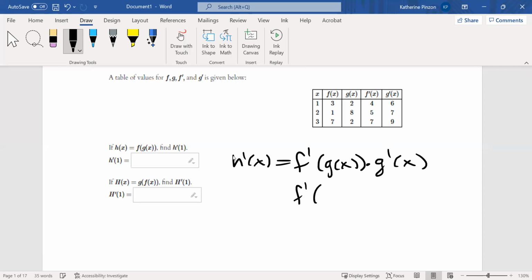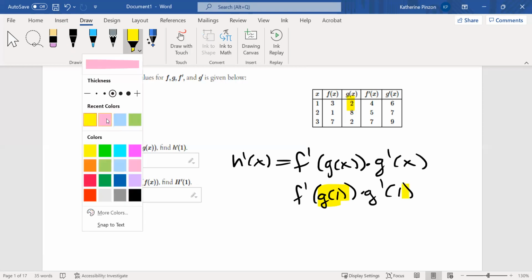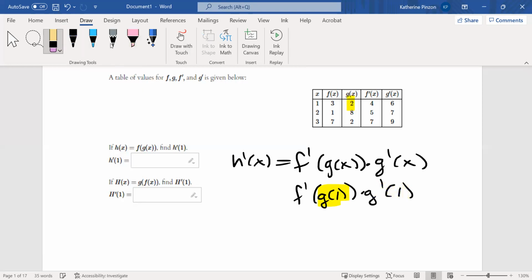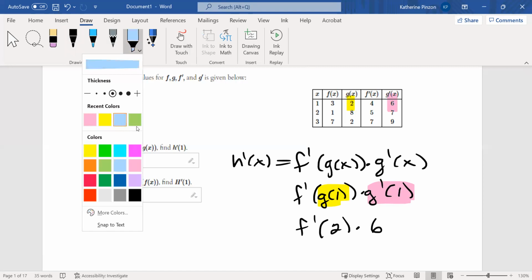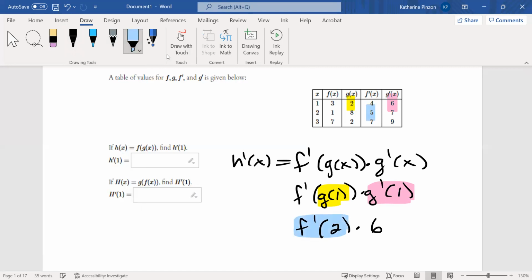So f prime of g of 1 times g prime of 1. Okay, g of 1 is this guy. G prime of 1 is this guy. So then I have f prime of 2 times 6. Now I have to go back to the table one more time and look for f prime of 2. F prime of 2 is here, 5. So 5 times 6, 30.